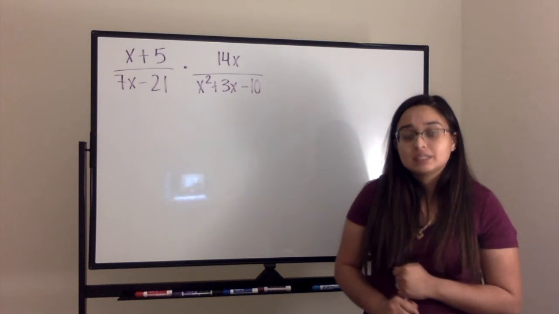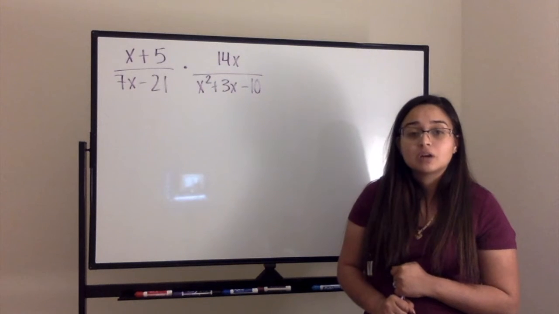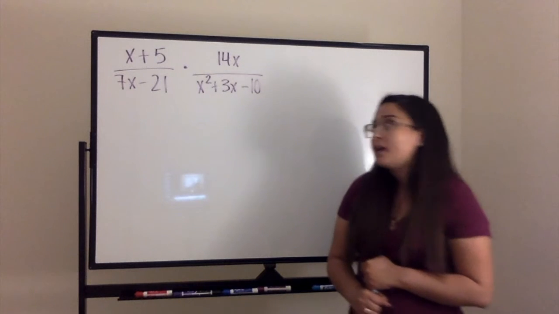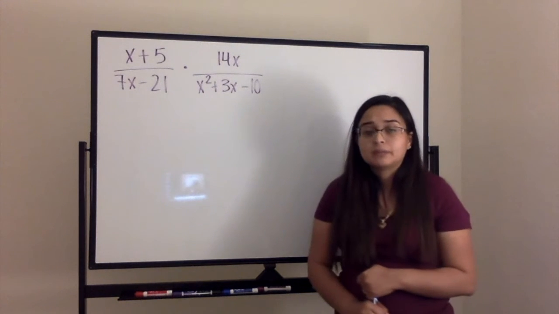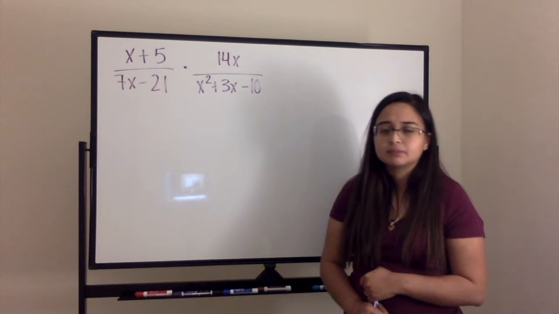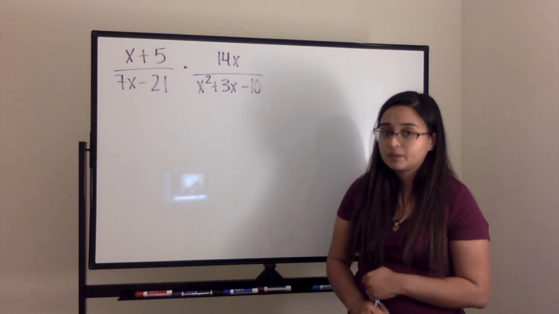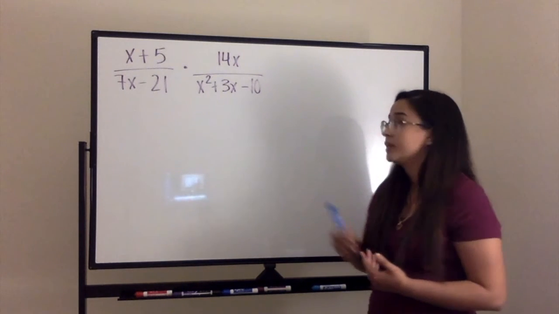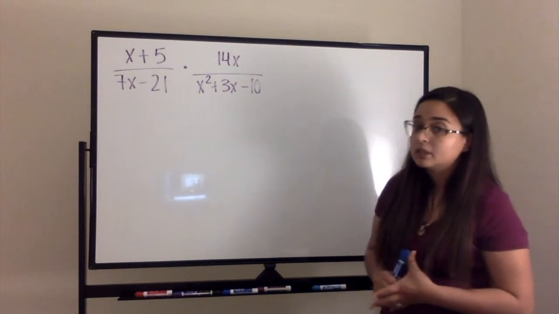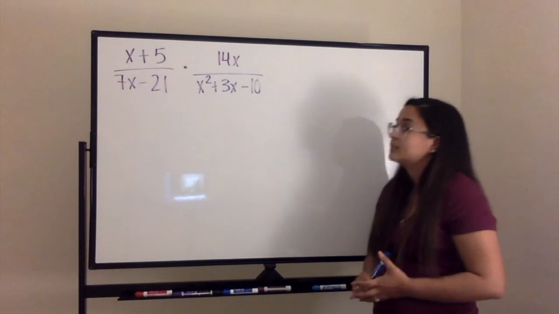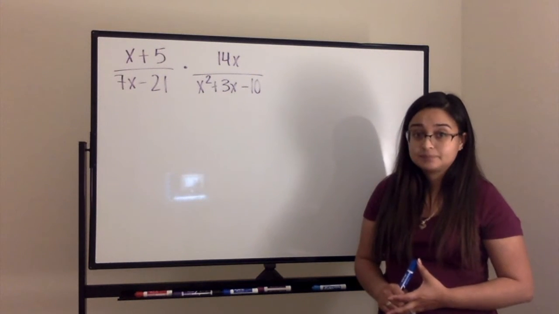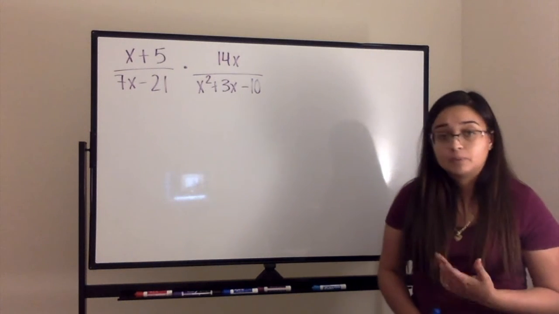Today we are continuing with concept number 3, which is on multiplying and dividing rational expressions. Now, we learned how to multiply rational expressions, but what about rational expressions that haven't been simplified or factored out yet? Here I have an example on the board. I have (x + 5) over (7x − 21) times 14x over (x² + 3x − 10). That is the example I'm going to be working with.